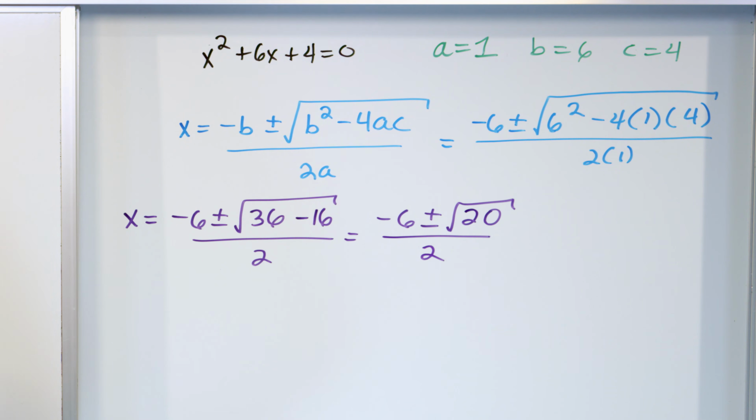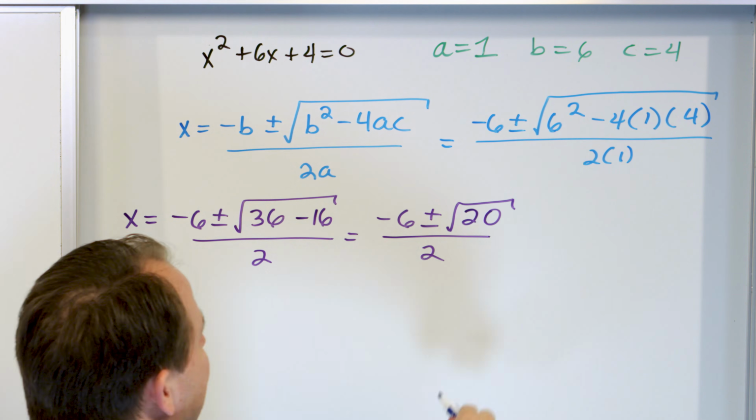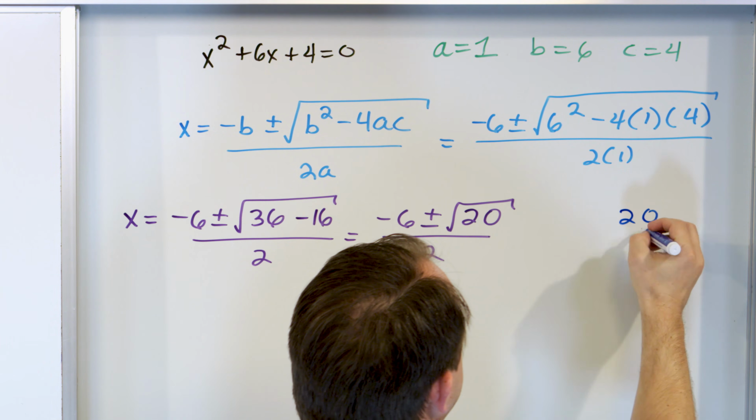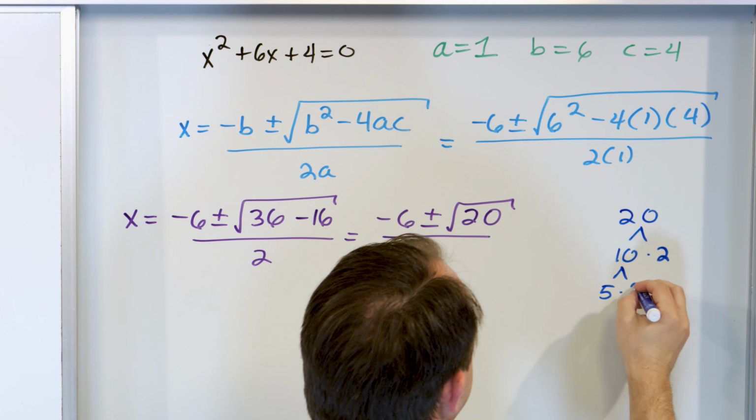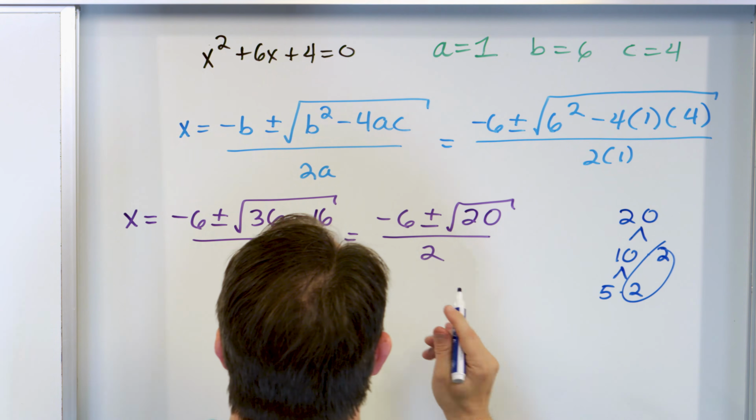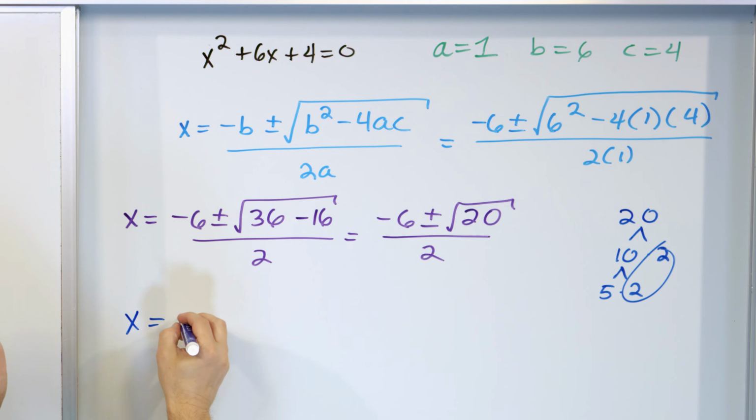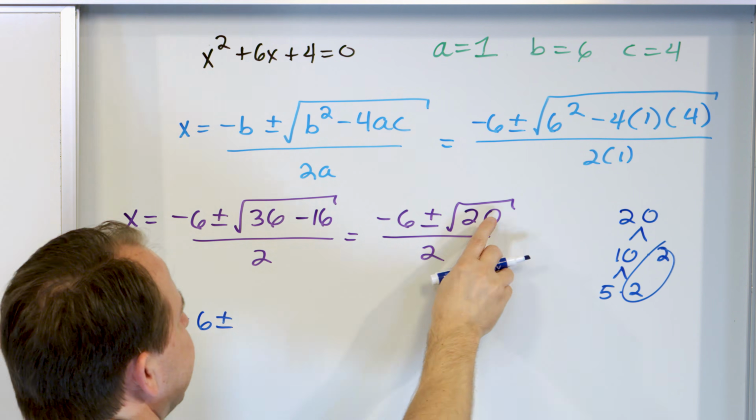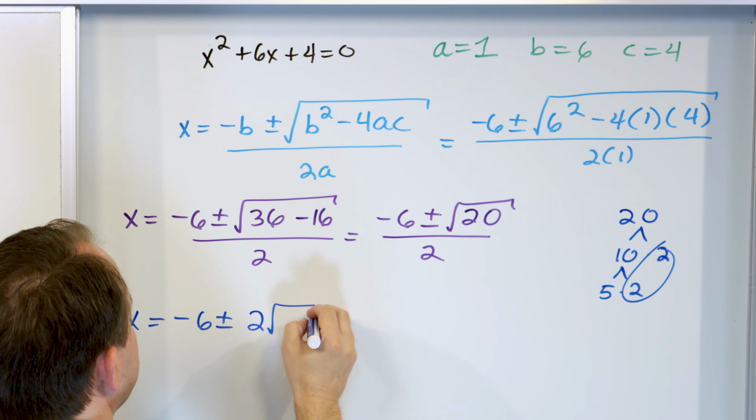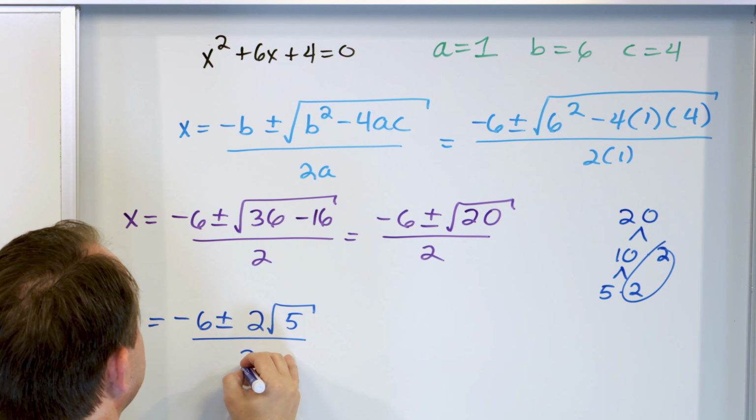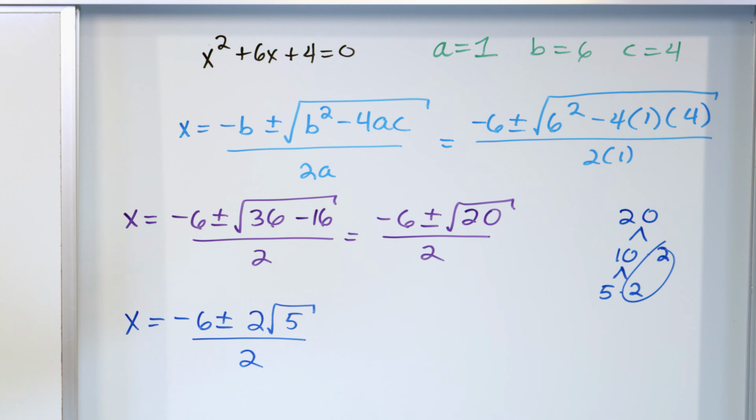So now it's a little bit harder, or I shouldn't say harder, but because you have a square root of 20, you need to simplify that as much as you can. So 10 times 2 is 20, and 5 times 2 is 10, and I have a pair of 2's here. So if I was going to write this final answer down, it'd be negative 6 plus or minus, but the square root of 20 is 2 times the square root of 5. 2 times the square root of 5 over 2. Now you could circle that and say that you're done.